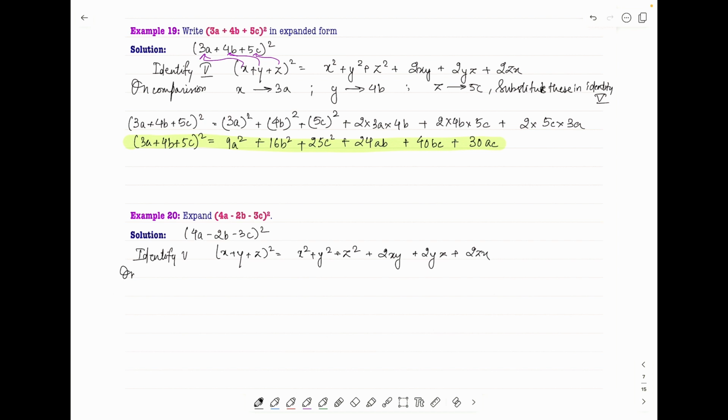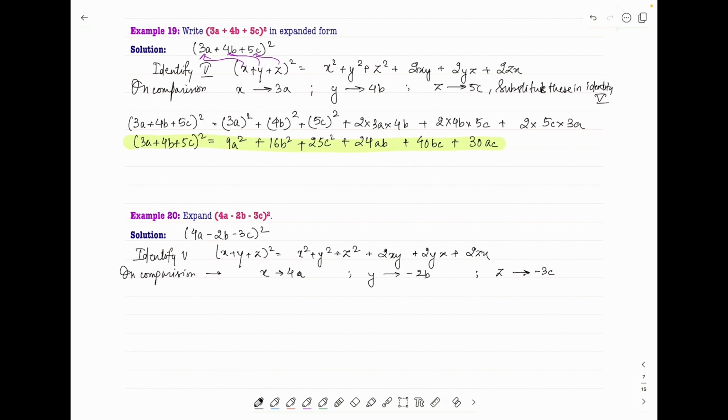On comparison of the question and the identity, what are we getting? We are getting x equals plus 4a. Y is minus 2b. You check: this is x plus y plus z, this is 4a minus 2b, so plus y will be minus 2b. Similarly, z is minus 3c.